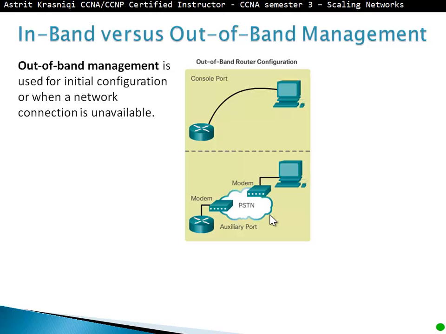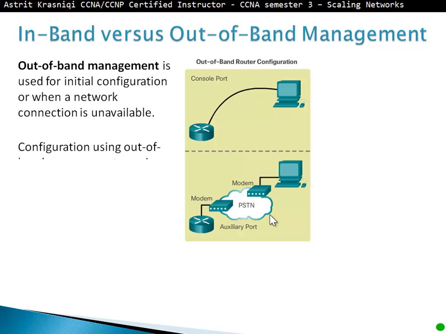Out-of-band management is used in initial configuration or when a network connection is unavailable. When you have a brand new router, the first thing you're going to configure is called out-of-band. You pick a blue cable, put it at the back of the router, and start configuring it. You need a terminal emulation program like Teraterm or PuTTY. That's called out-of-band because you're not using any bandwidth, and the router doesn't have any configuration.